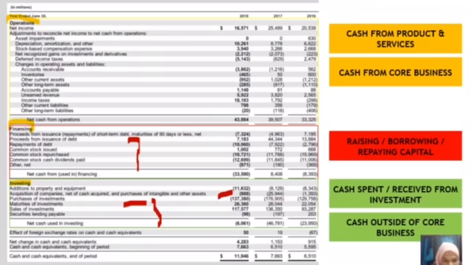And last but not least, at the bottom of these statements, okay, we can see the reconciliation to the balance sheet, and it shows the starting cash from the last period and the ending balance from the current balance sheet.